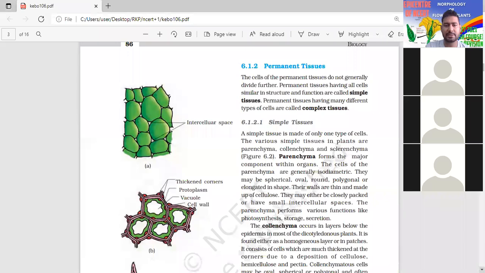Now, next one. Here they have given the structure. Just look at it. Can you tell what this is? Which figure are you seeing? This is a type of which cell? Which type of cells does the figure represent?